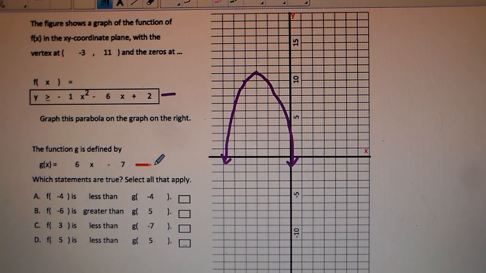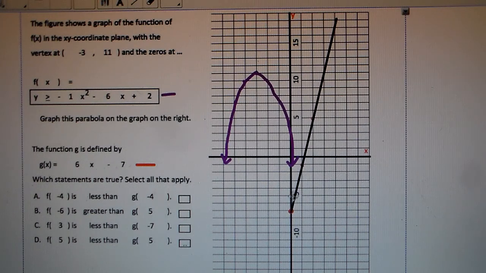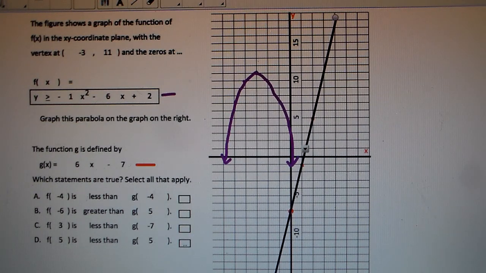Then in red, I'll make the g of x line, which is 6x minus 7. So we go to negative 7 because that's our y-intercept. We go up 6 over 1, up 6 over 1. We connect them up. I like making my line all the way through the graph to make my life a little easier.